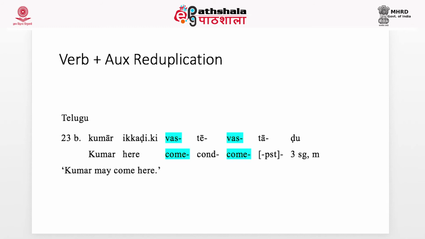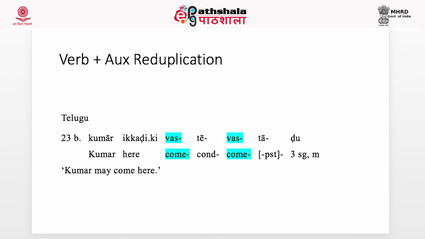In many Dravidian languages, the verb plus auxiliary can be reduplicated, and this might impart the meaning of possibility. For example, take the Telugu sentence, Kumar may come here. Kumar ikkadiki vaste vastadu. The verb vach is to come, vaste is the conditional form, and vastadu is the future form. So, Kumar may come here is expressed as: it might be the case that Kumar might come.